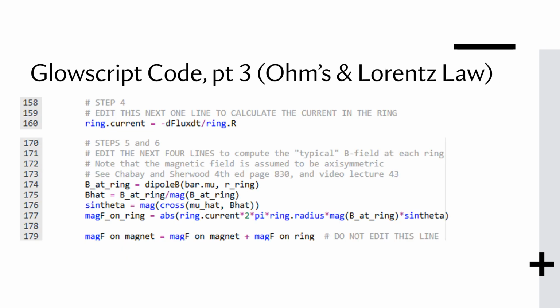So here in part 3 of the code, you can see in step 4 that we use Ohm's law to find the current of a ring of the tube. And then in steps 5 and 6, you can see that we use Lorentz law to find the force on the magnet. Note that this is for a small area of the tube.